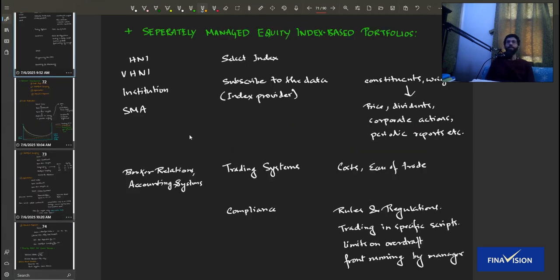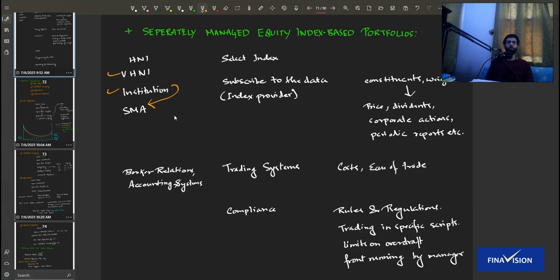Separately managed equity index portfolios. Certain very high net worth individuals or institutions tend to use separately managed accounts because that can give a high degree of customization. Instead of investing in a pooled fund, they may prefer to invest through a manager, but through a separately managed account. That obviously requires a particular minimum investment threshold to qualify for it, right? But certain investors or institutions do qualify for it and they do choose it.